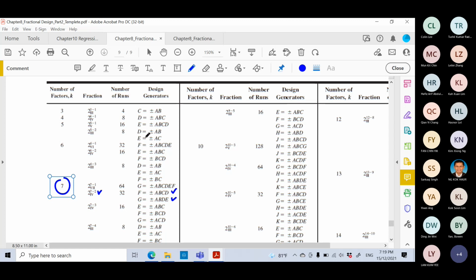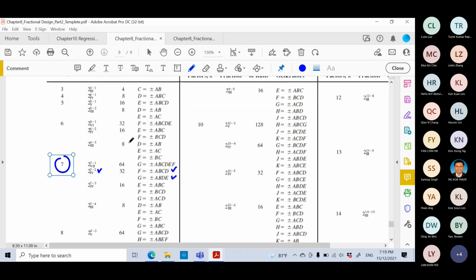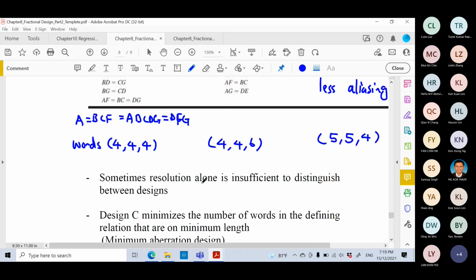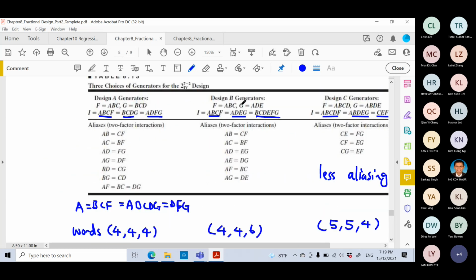Here it shows you what is possible. Just now we used ABCD and ABDE. This table shows you the best combination if you want to run 7 factors with a quarter fraction. So for resolution 4, you choose the following one as your generator. If you observe here, you have different combinations, but this one is the best, meaning it has less aliasing.